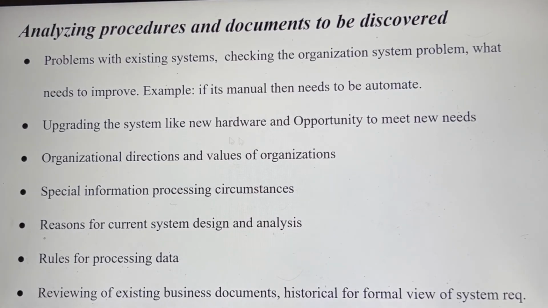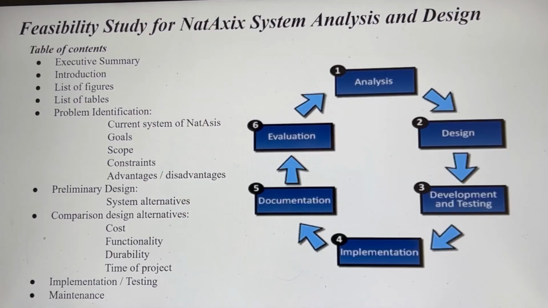Those are the sort of things: organizational directions and values of organizations. If you are going to analyze the system of the company, it's also good to analyze what system they have been using during the past years, probably 10 years ago, and then for the present time, because that's where you are going to see the improvement. After we gather all those documents, now we are ready to do the feasibility study.